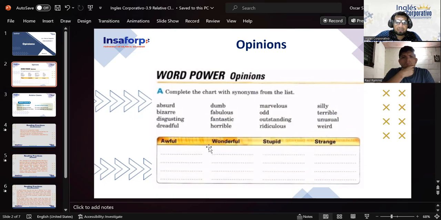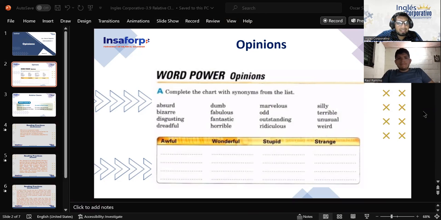So first, we have to know what these columns mean. The first one is when something is awful. The meaning of something awful is something that is not nice, something that comes to us as a bad experience. When you live a moment that is awful, probably you get an injury. You were riding your bike and then you fell and got an injury. So that is something awful. It's something negative, and that also affects you in a bad way. So that will be awful.